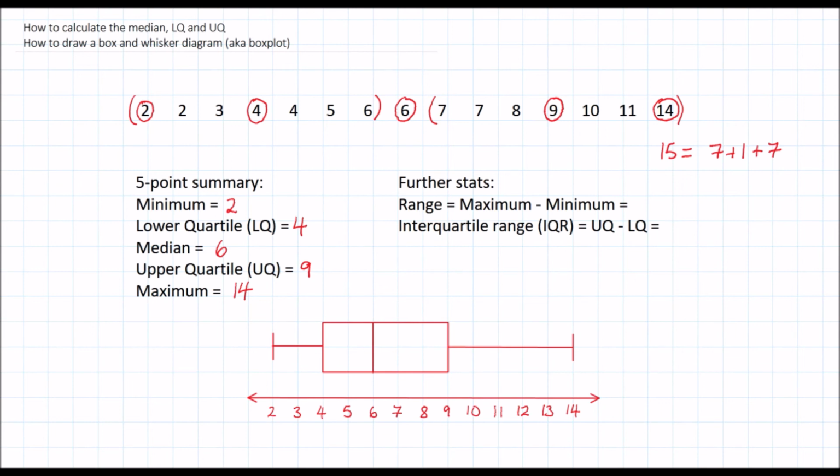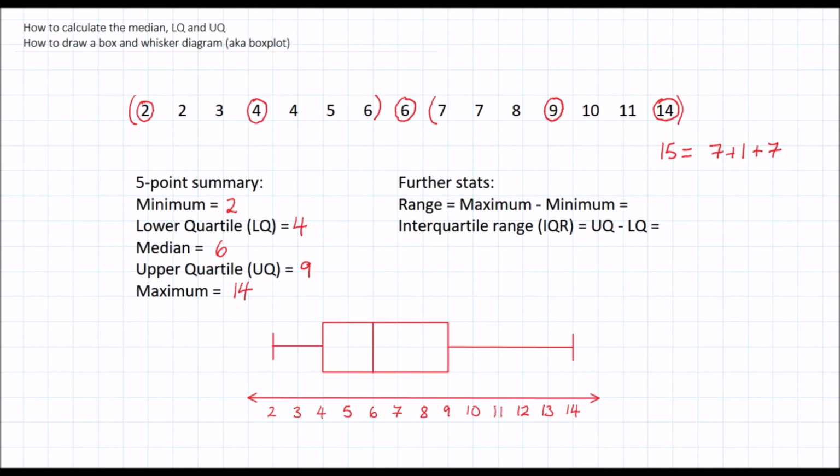It's a nice visual summary of our list of numbers because not only does it tell you how spread out your numbers are, it gives you a sense of where the middle 50% of your data sits. And this middle 50% is probably the data you're most interested in.